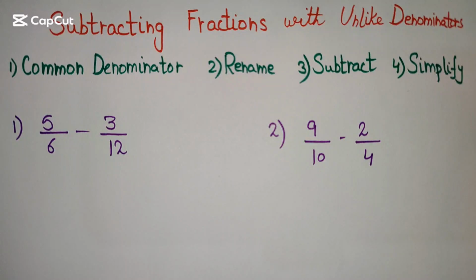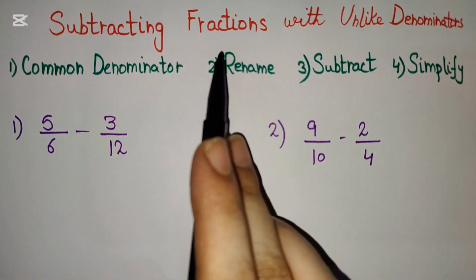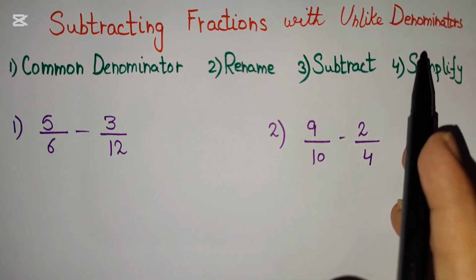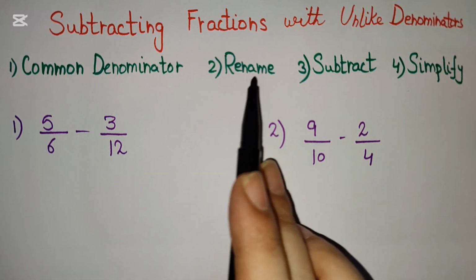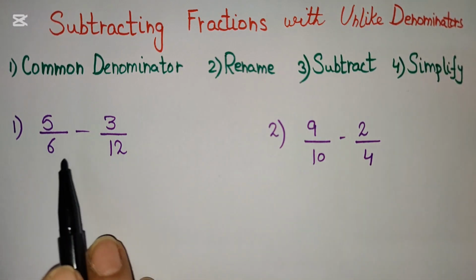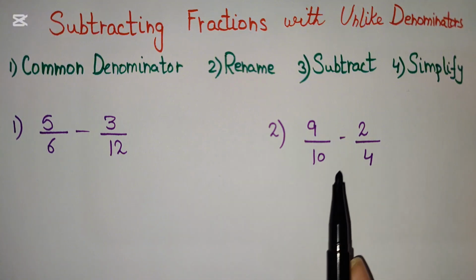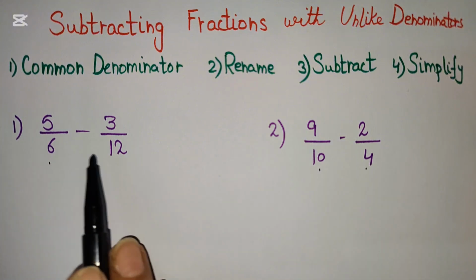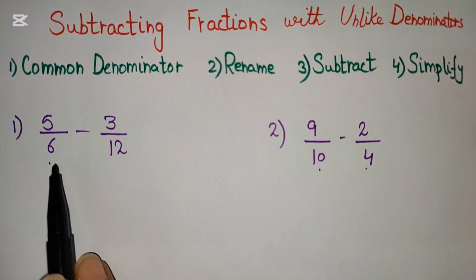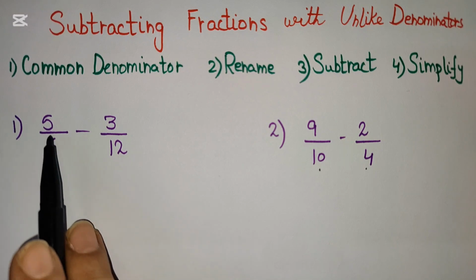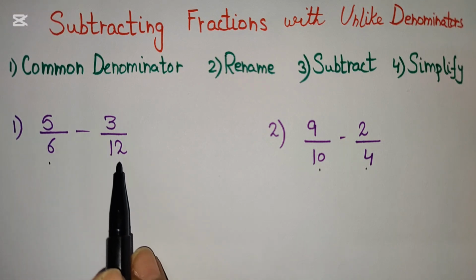Hi everyone, in this video I am going to cover how to subtract fractions with unlike denominators. There are 4 steps to follow when we are subtracting two fractions with unlike denominators. Let's jump into example 1, which is 5 over 6 minus 3 over 12.